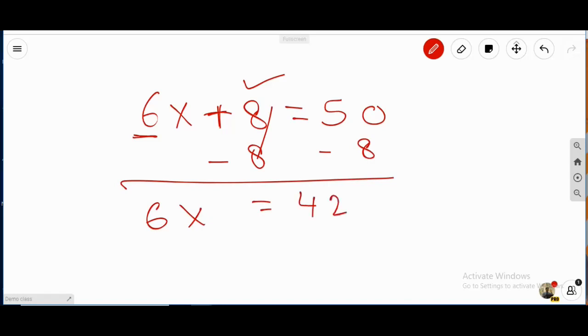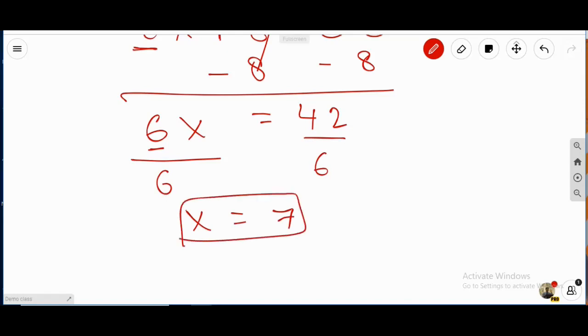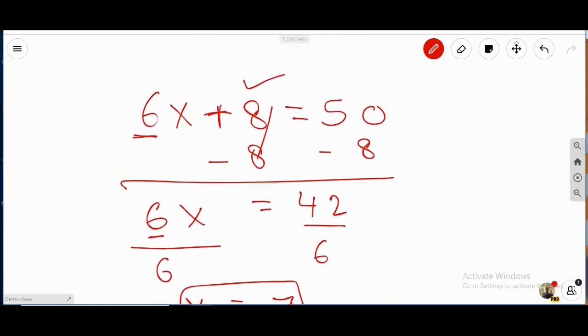Now second step is to get rid of this coefficient 6. Again, I have to undo multiplication. So I'm going to divide by 6 on both the sides. So I can get x equals 7. So that's how we do two-step equations. I'll go over one more time here.